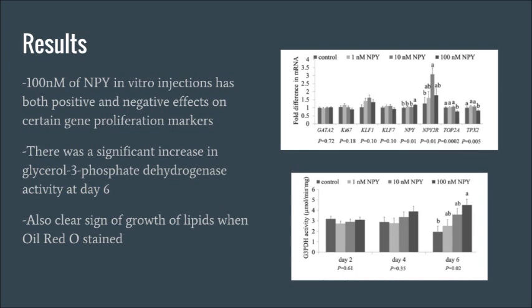Conversely, TOP2A and TPX2 showed a significant decrease in proliferation, as seen in the top graph to the right. As mentioned before, glycerol-3-phosphate dehydrogenase activity was studied. As seen in the lower graph to the right, there is a significant increase in G3PDH activity, most notably on day 6, where there is a significant increase in this activity. Additionally, there is a clear sign of growth of lipids when Oil Red was stained.